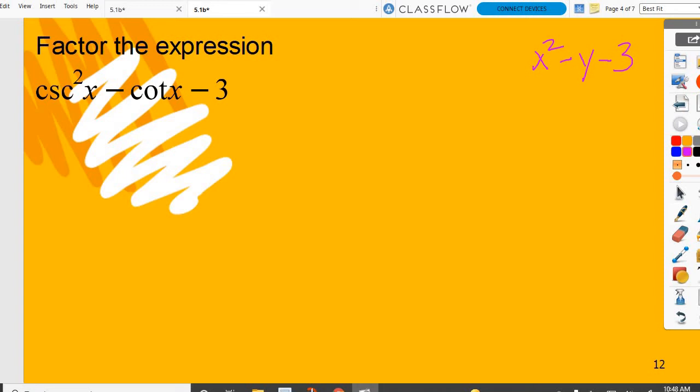The Pythagorean, again, your reciprocal would give you fractions. We don't want fractions. But what is our Pythagorean identity that has both cosecant and cotangent in it? Cotangent squared plus 1 equals cosecant squared. So what could we replace then? Cosecant squared with cotangent squared of x plus 1.